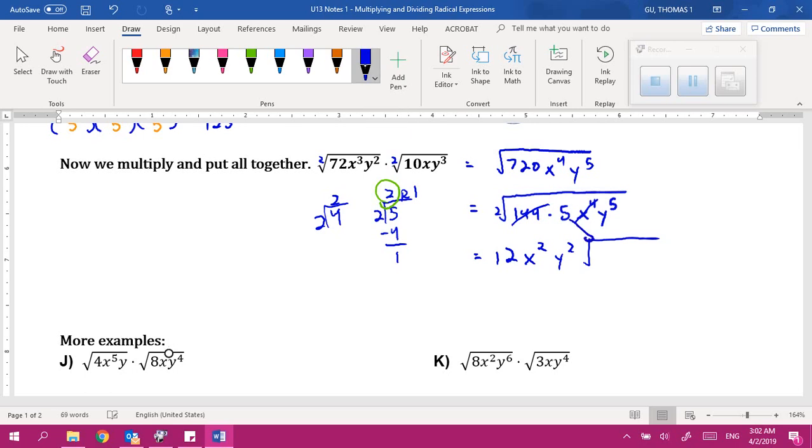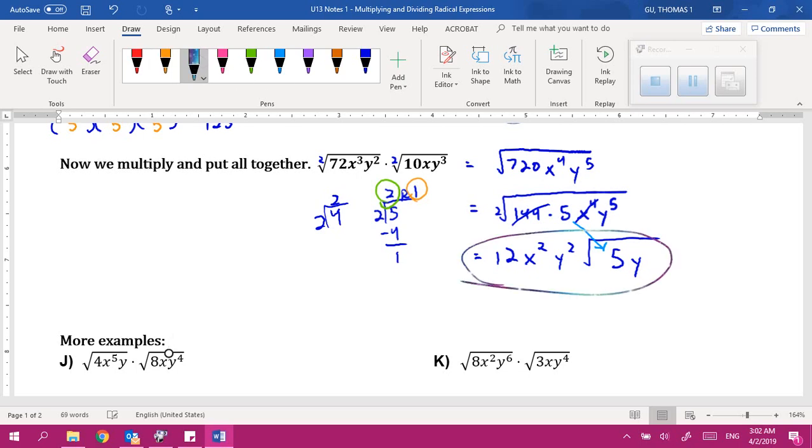So this 5 is going to go down into the radical because I haven't used it yet, and there's no square root of 5. And then what was my remainder? I have y squared on the outside. My remainder here was 1 when I tried to divide. So on the inside, I'm going to have y to the first, or just y, because the remainder was 1. Boom. All right, so this is my answer right here: 12x squared y squared times the square root of 5y.